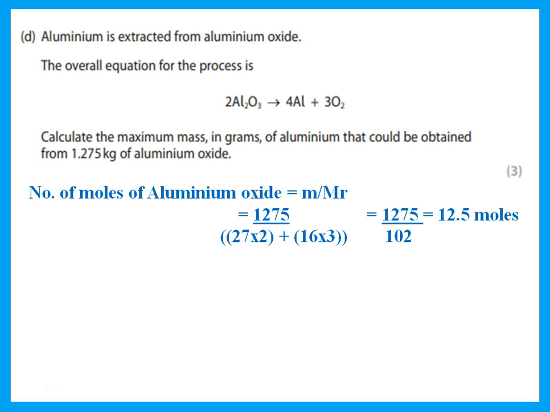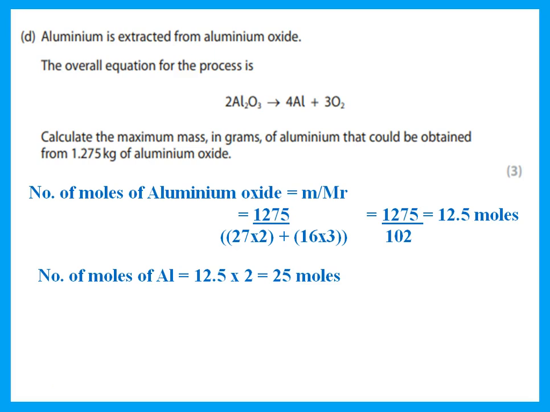So I look at the equation. What is he asking about? He's asking about aluminium. He wants the mass of aluminium. So from the equation, if aluminium oxide has 2 in front of it, that means 2 moles of aluminium oxide will give how many moles of aluminium? Will give 4 moles of aluminium from the equation. And that means that the number of moles of aluminium is actually twice the number of moles of aluminium oxide. So it will be the 12.5 times 2.